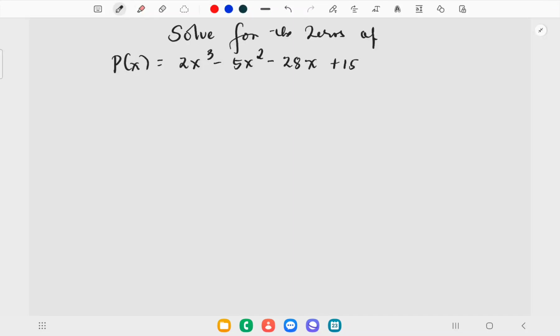Hi there. Let us solve for the zeros of the polynomial function 2x cubed minus 5x squared minus 28x plus 15. Let us apply the rational root theorem and the fundamental theorem of algebra.